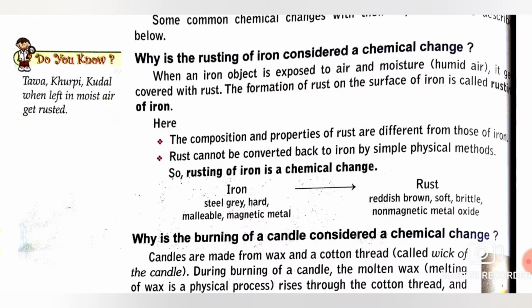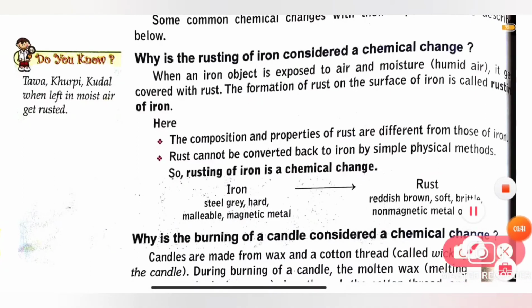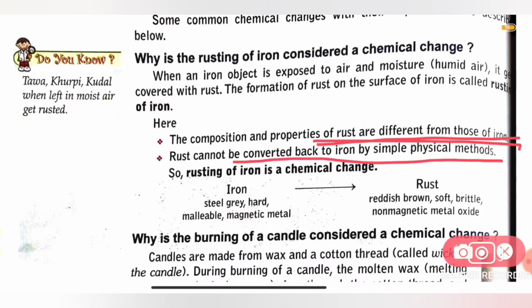Now why are we calling this rusting a chemical change? Because the composition and properties of rust are completely different from those of iron. Iron এবং rust এর যে composition, এটা completely different, and it is a permanent change because rust cannot be converted back to iron by a simple physical method. এটা কিন্তু এই যে change, it is permanent change because we cannot get back the iron from that rust. Okay, so that is why it is a chemical change.